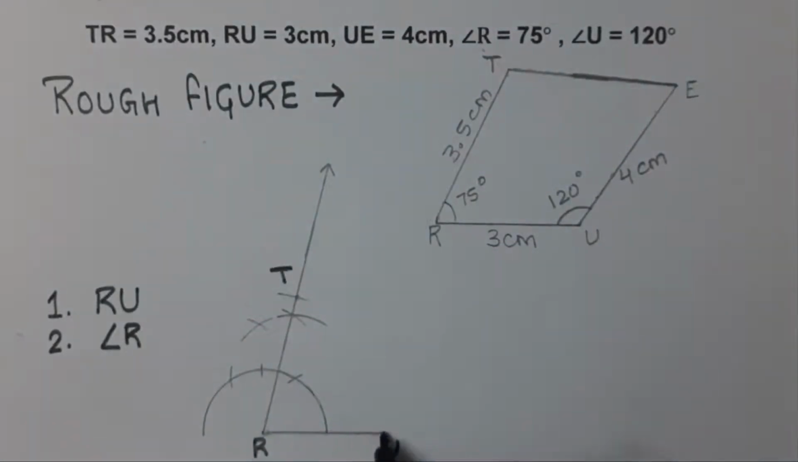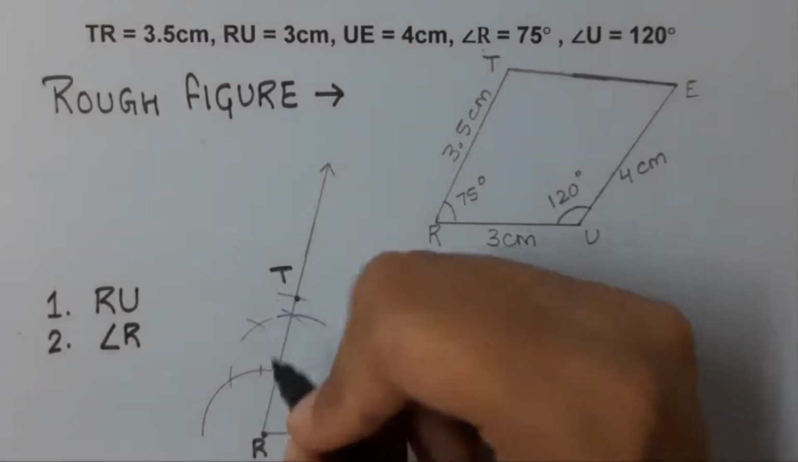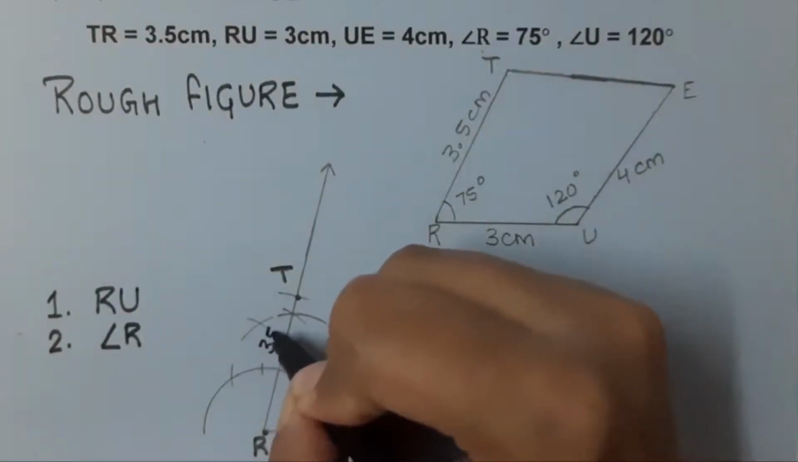Now we can even write the measure. So this was vertex U, this was vertex R, and this was vertex T. RU is 3 centimeter, RT is 3.5 centimeter.